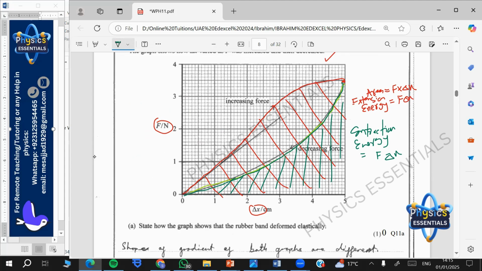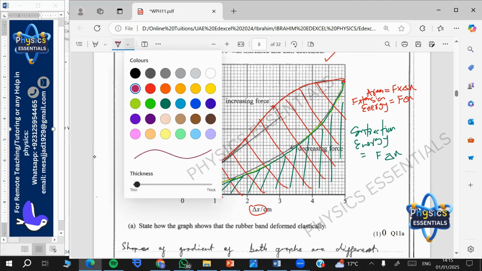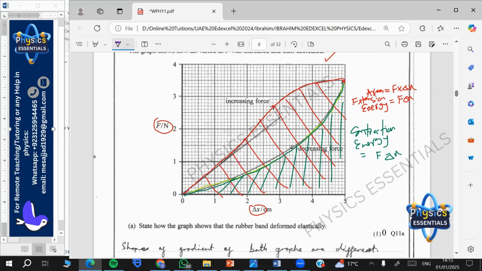So we can easily see that there is an area which has gone somewhere, and we don't know where actually this area has gone. This area, purple, is the energy lost in heat or friction, whatever. You need to remember that.